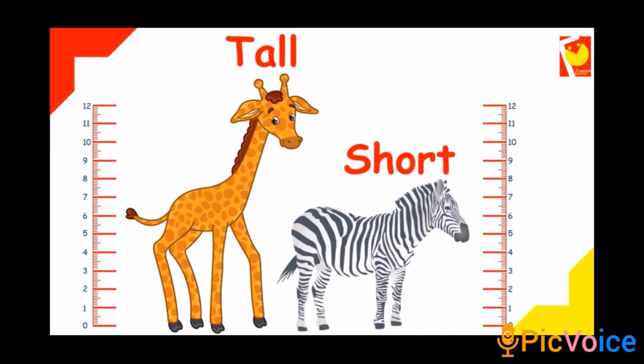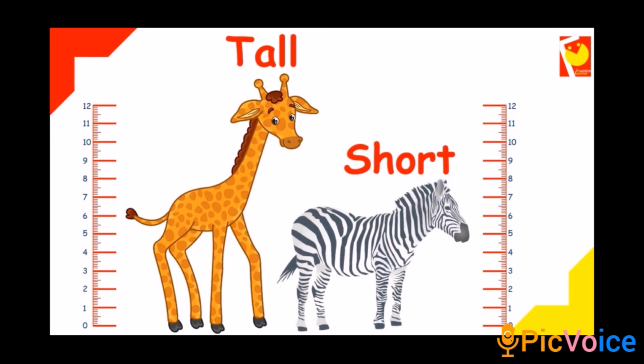Okay children, we can easily identify by using all these three pictures. What is the first picture we saw? We saw the two boys. The second picture we saw with the buildings. And the third picture we saw with the different animals. Okay, from this we can easily say the tall and short, isn't it children? You can easily find out the difference, isn't it?